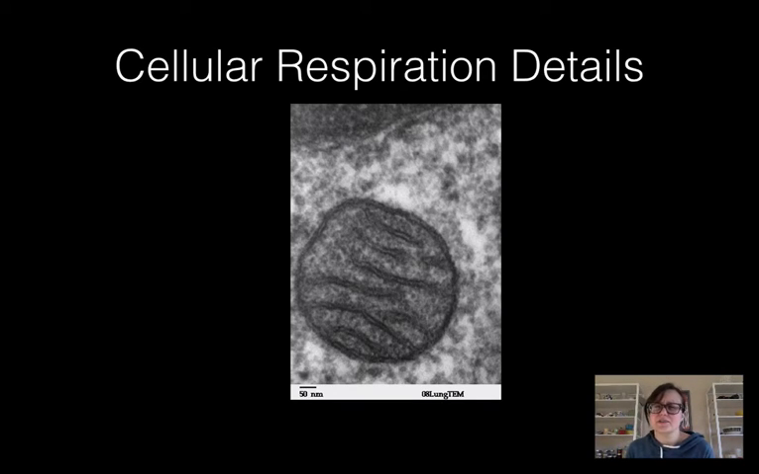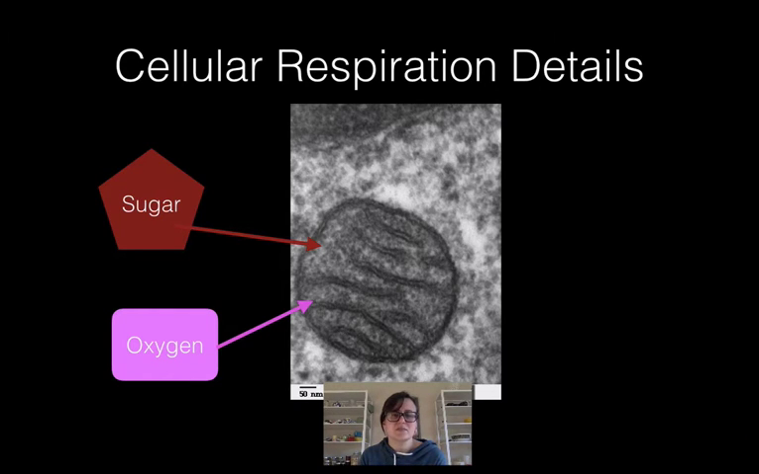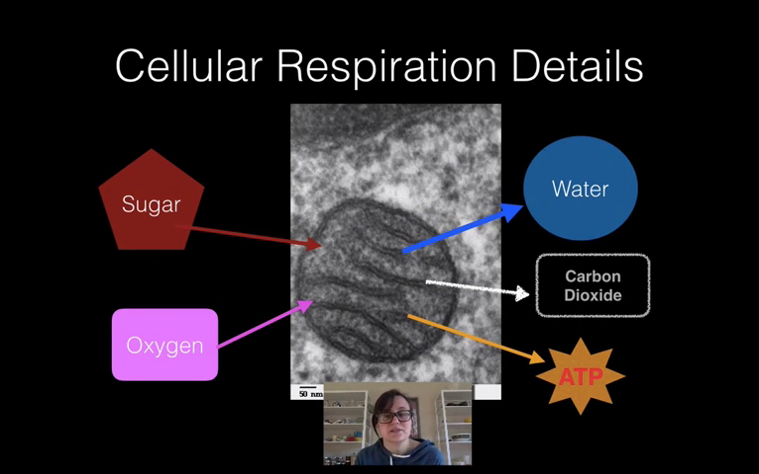Let's talk about cellular respiration with the same kind of details that we talked about photosynthesis. In cellular respiration, we have sugar and oxygen coming into the mitochondria. So sugar is really just whatever kind of food we're using to get energy. Oxygen is coming into the mitochondria. And the process of cellular respiration will release water, carbon dioxide, and ATP. ATP is energy, and that's the actual kind of energy that a cell will use to do anything it needs to do.